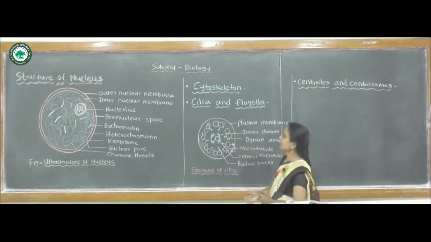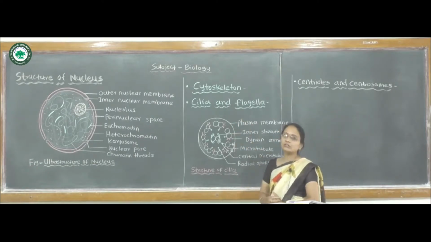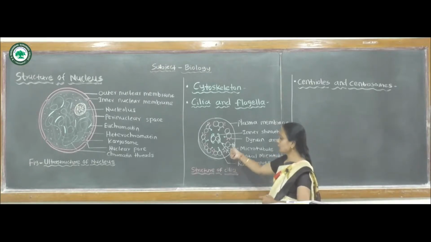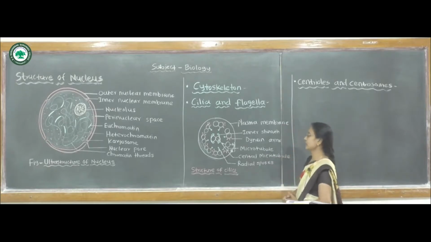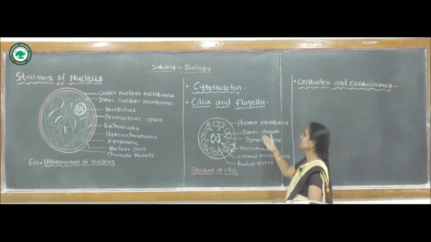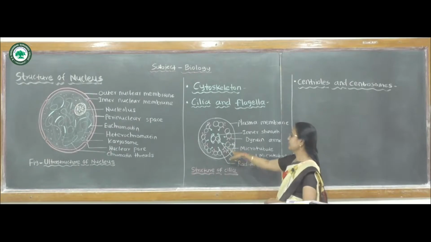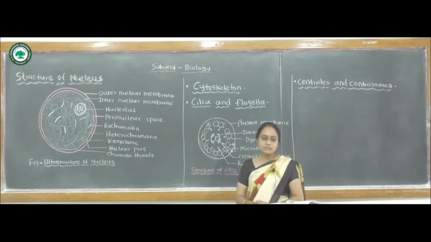Now come towards the structure of the cilia and flagella. These two organs, as we know, are always responsible for locomotion. This diagram shows the structure of the ultramicroscopic cilia, how it looks. The outermost part shows the plasma membrane, and on the inner side the sheath, dynein arms, microtubules, the central microtubules and the radial spokes. These parts are shown in the structure of the cilia.